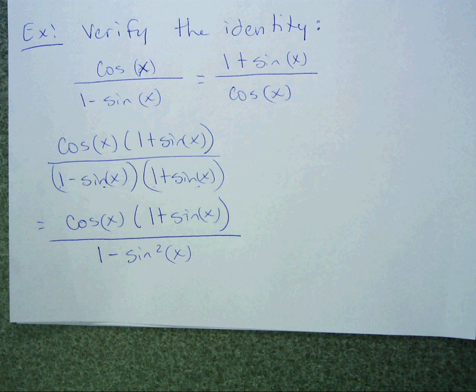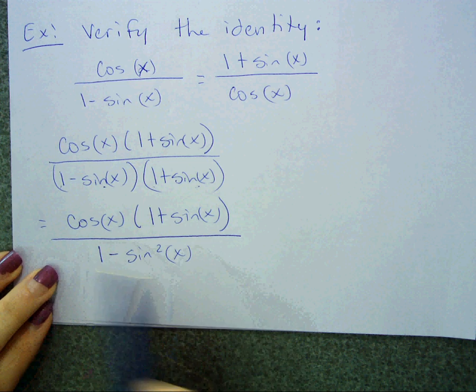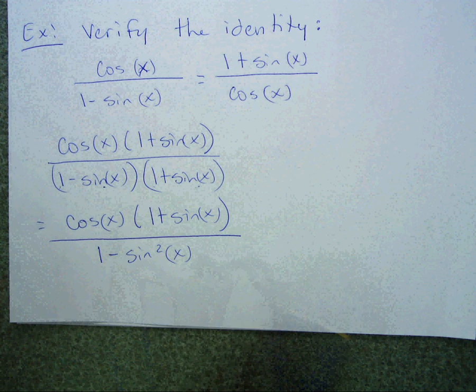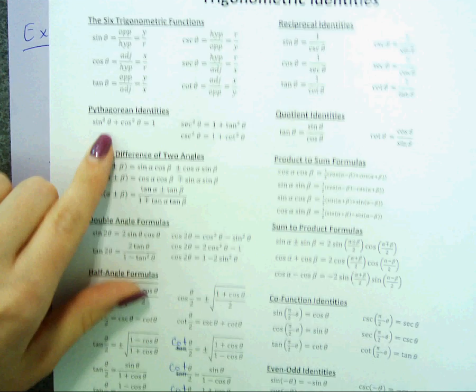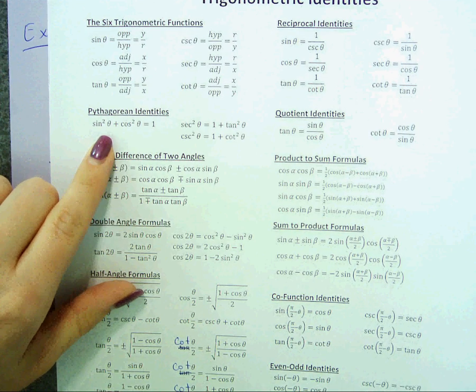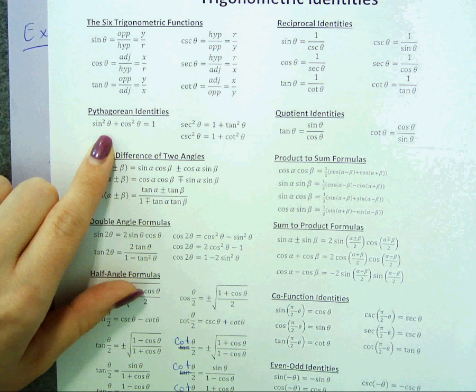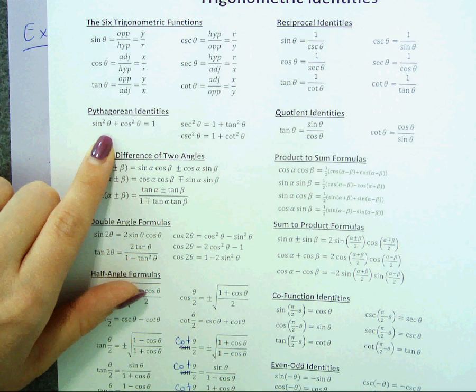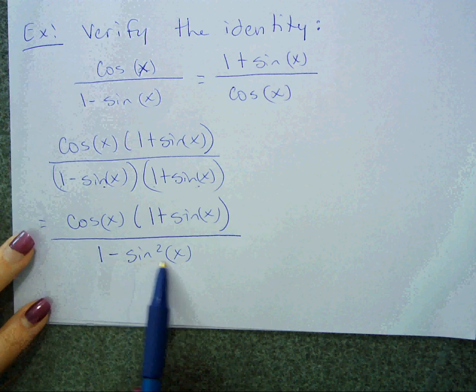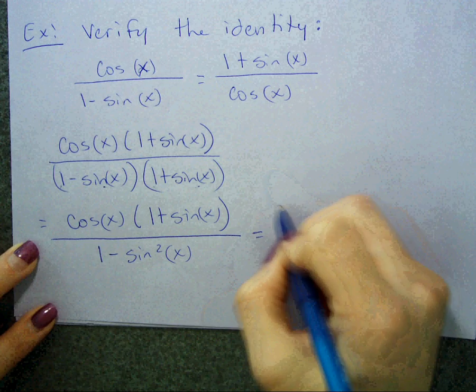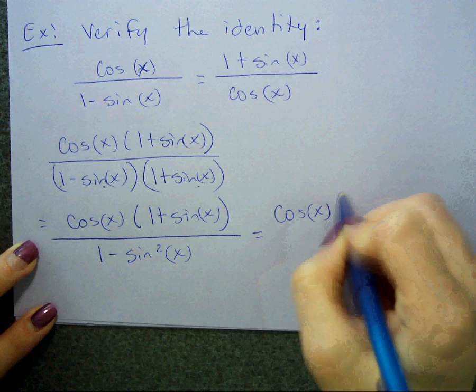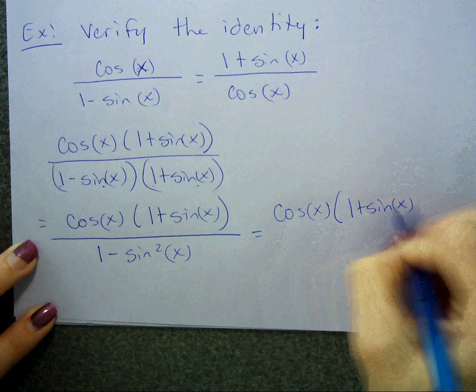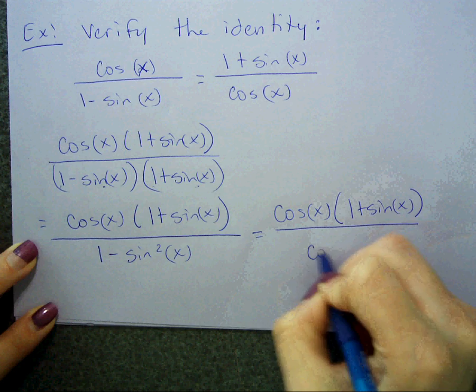And if you recall earlier, we looked at manipulating the original or the main Pythagorean identity. Sine squared plus cosine squared equals 1. If I subtract sine squared from both sides, I get cosine squared is equal to 1 minus sine squared. So 1 minus sine squared is equal to cosine squared. So I get cosine of x times 1 plus sine of x over cosine squared of x.